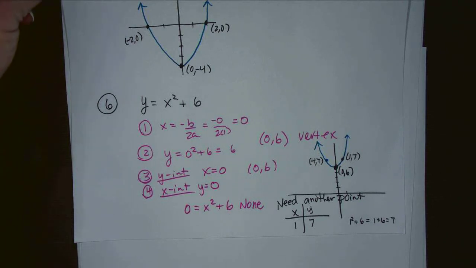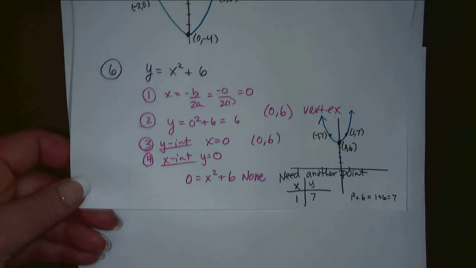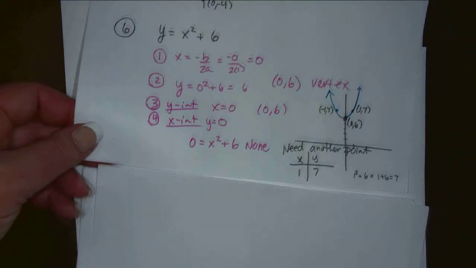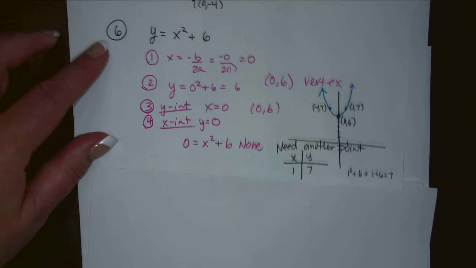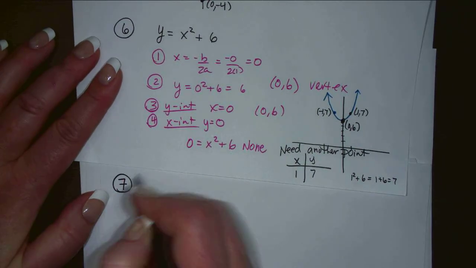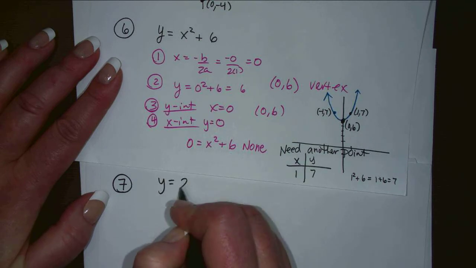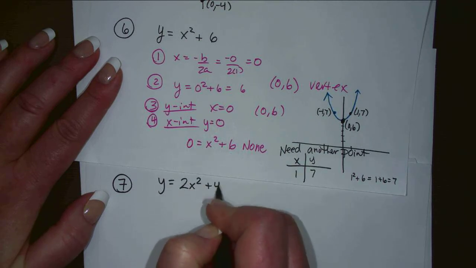Okay, let's do one where the x-intercept, we have to use a quadratic equation to find them, okay? Because then we have to plot that point. And that goes back to when we did radicals and we had to estimate where it was. Okay, so the next one will look like this. Y equals 2x squared plus 4x minus 1.